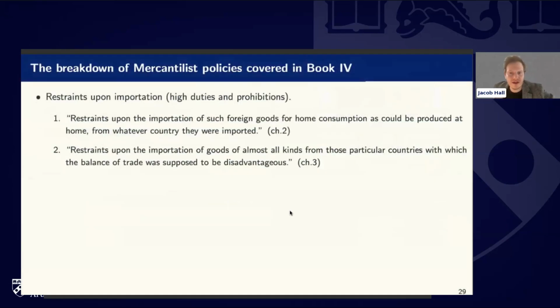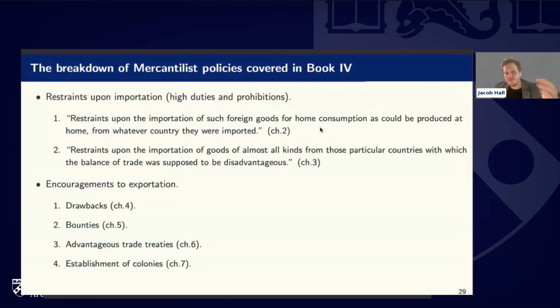Okay, so here's a bit of a breakdown for book 4, and this is going to guide some of the rest of the discussion. Remember, there's restraints upon importation, which is the first leg of the mercantilist political and policy program. And Smith takes 2 tacks at this in chapter 2 and in chapter 3 of book 4. Chapter 2 covers the restraints upon the importation of such foreign goods for home consumption as could be produced at home, from whatever country they were imported. And 3 is restraints on the importation of goods of almost all kinds.